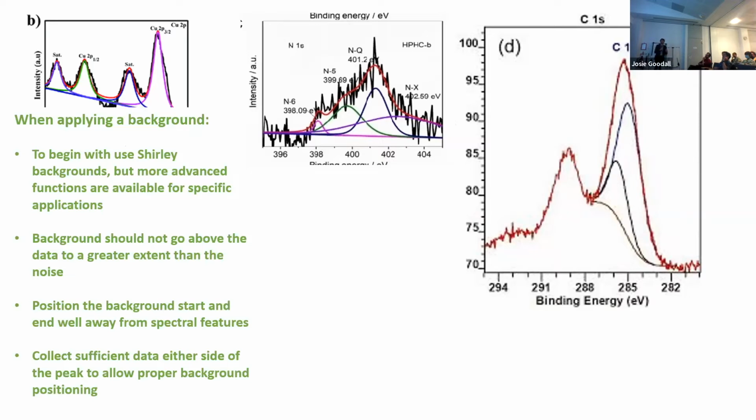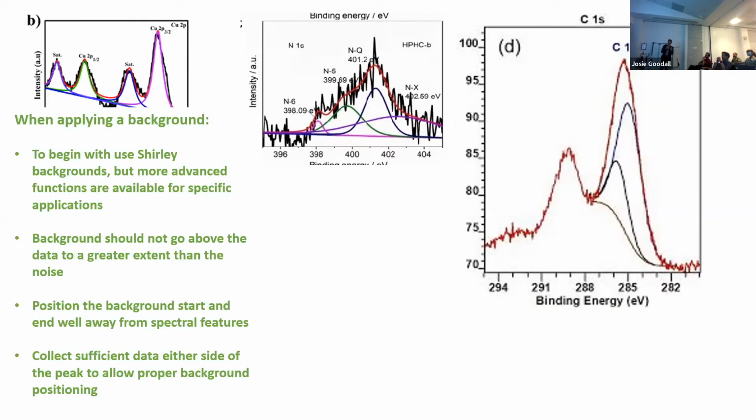So some tips about when applying the background. I think, as Mark said earlier, Shirley background is a good place to start. There's a lot more kind of physically meaningful backgrounds that you can move on to. I will definitely start with a Shirley background. Background should not go above the data to a greater extent than the noise. There's no physical way that can happen. So try to avoid that situation. If necessary, use multiple regions. If you can't get one region to fit across, you can use multiple regions. Position, start, and end the regions well away from certain features. So that's what the people on the top right failed to do.